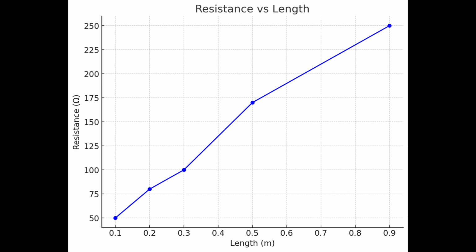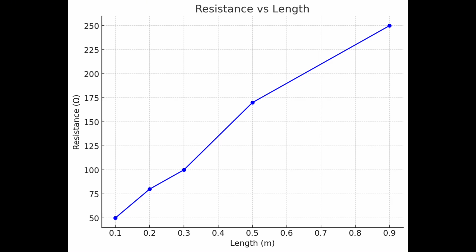To summarize, in this experiment, we found that the resistance of a metal wire increases as the length of the wire gets longer. This matches what we expected from Ohm's law. When we used the measured values to calculate resistivity, most of the results were close to each other, which shows that our experiment worked well overall.